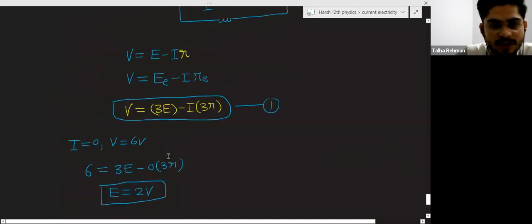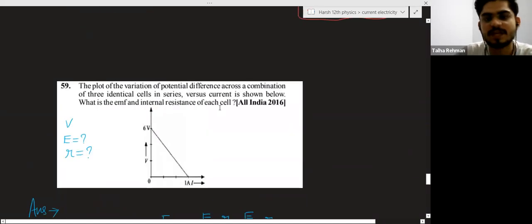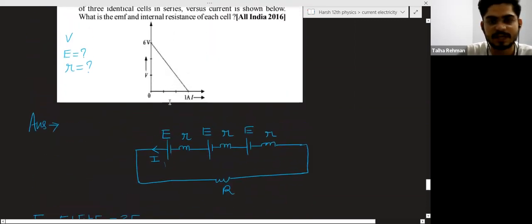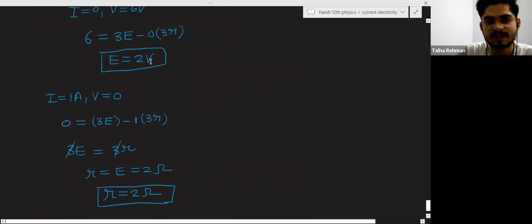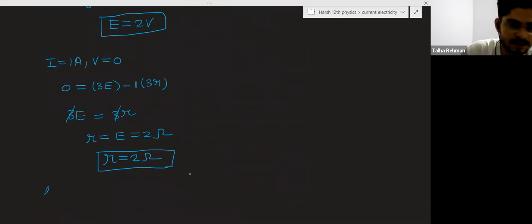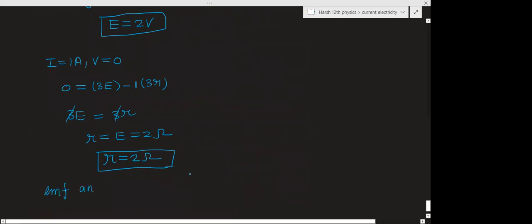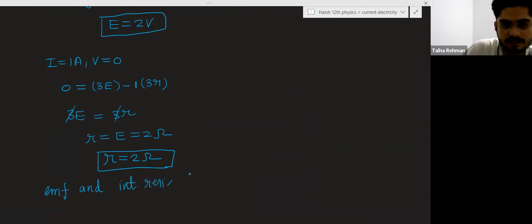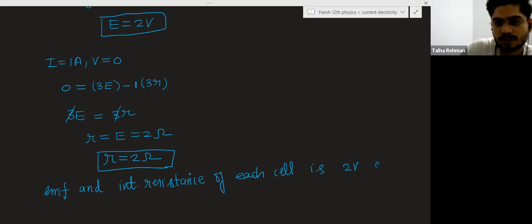So we have got this, and they are asking what is the EMF and internal resistance of each cell. The EMF of each cell we have considered E. So the EMF of each cell is 2 volt and the internal resistance of each cell is 2 ohm. So you can write here: EMF and internal resistance of each cell is 2 volt and 2 ohm respectively.